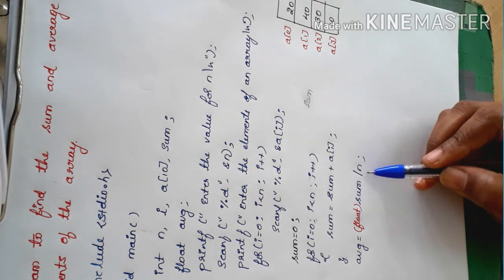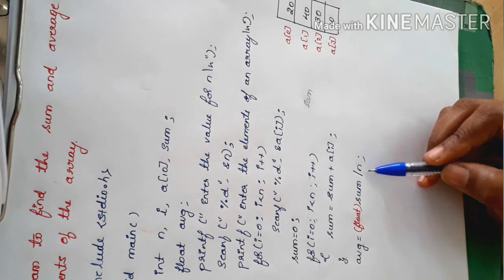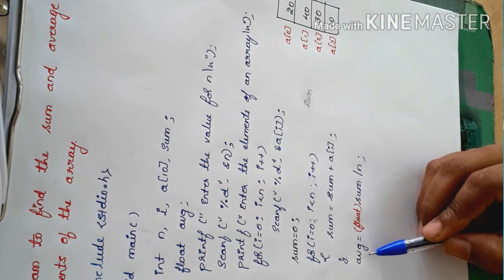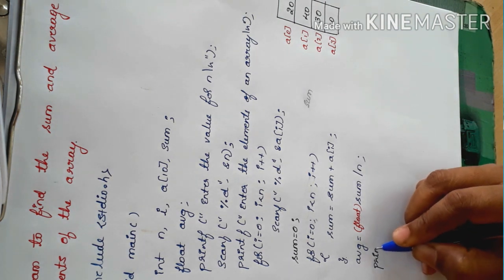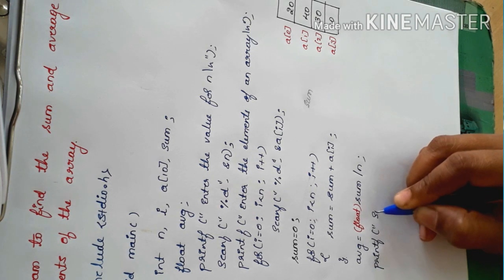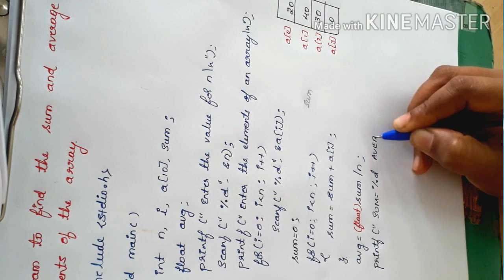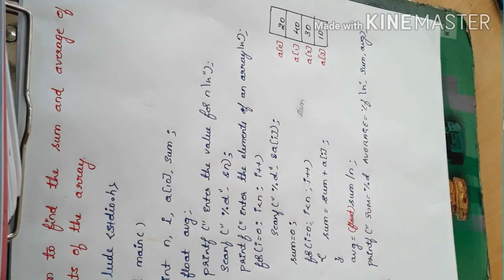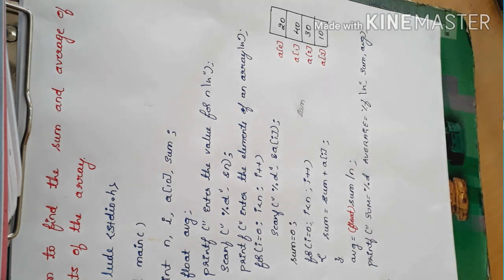Then divide the value sum by the value n. We will get the result as floating point data. That floating point data gets stored in the variable average. Next, finally, print the sum and average of n elements of the array. End of main. Next, we will trace this program.